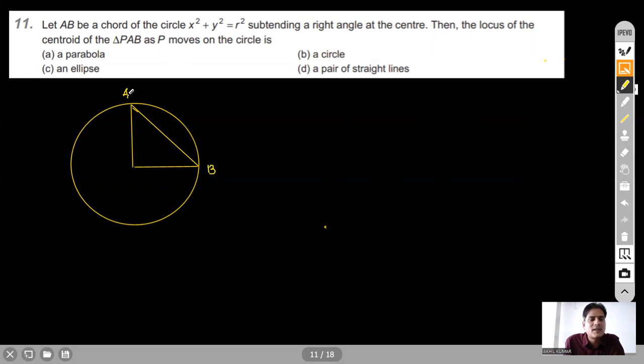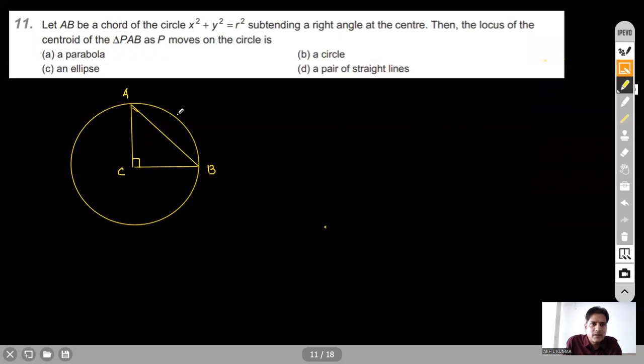Okay, this chord AB is subtending a right angle at the center. So this is 90 degrees. And we are having a point P on the circle. So we have to find the locus of the centroid of triangle PAB.